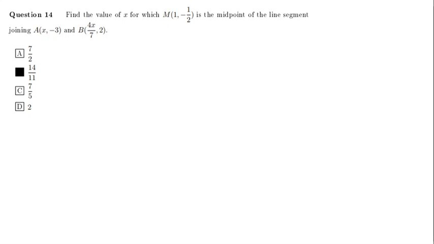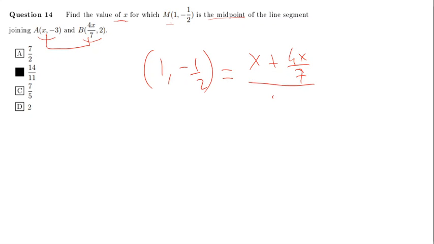Now, find the value of x for which 1, 1 over 2 is the midpoint of the line segment with endpoints x, negative 3, and 4x over 7, 2. So how do you find the midpoint? You add these two points, add them, divide by 2.